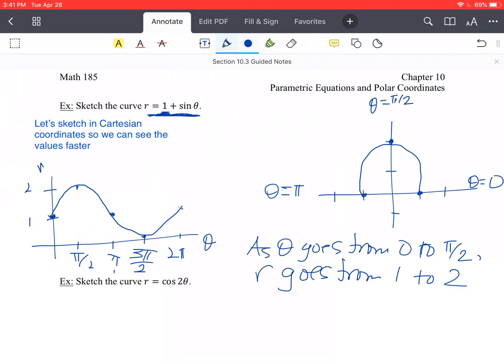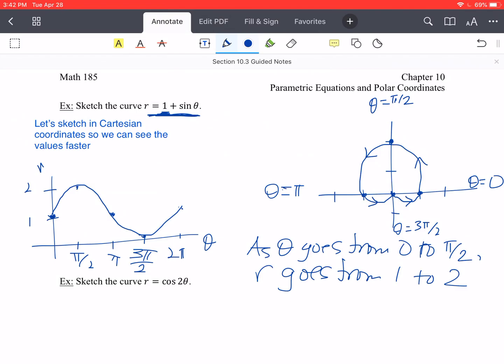Then as we go from pi to 3 pi over 2, r goes from 1 down to 0. So here's theta equals 3 pi over 2 down here. Goes from 1 to 0. So 0 is right in here. It's right at the origin. So this is going to loop in like that. Kind of like that. And then from 3 pi over 2 to 2 pi, we go from 0 to 1. So we're going to go back out to where we started. Okay, and then of course we start at theta equals 0, and we're going around the curve like this.